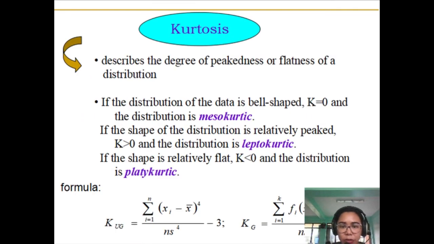Okay, we now move on to the concept of kurtosis. Kurtosis describes the degree of peakedness or flatness of a distribution. If the distribution of the data is bell-shaped or symmetric, k is 0 and we call it mesokurtic. If the shape of the distribution is relatively peaked, then we expect the value of our kurtosis to be greater than 0 and we call the distribution leptokurtic. If the shape is relatively flat, we expect k to be less than 0 and the distribution is called platykurtic.